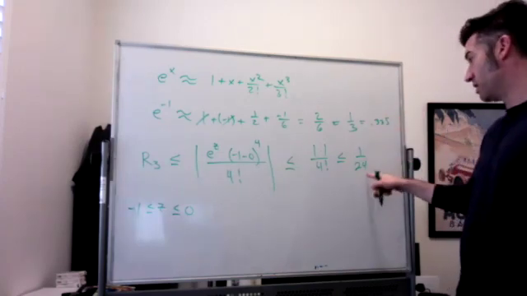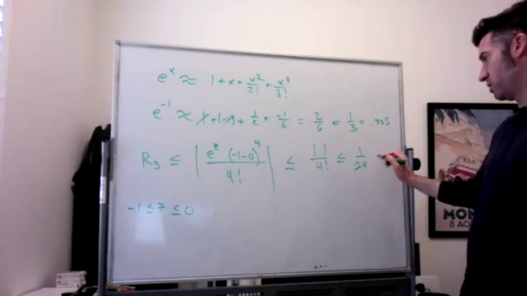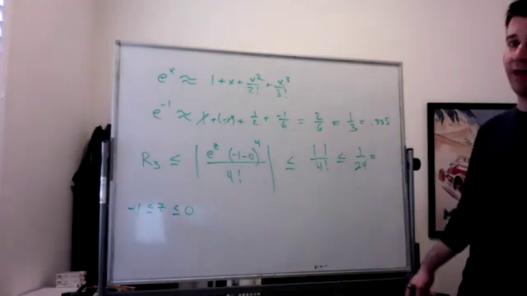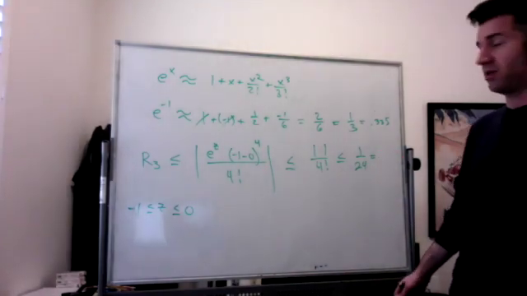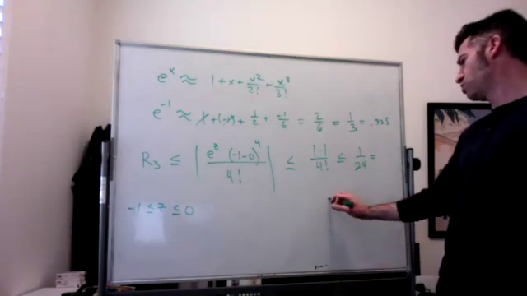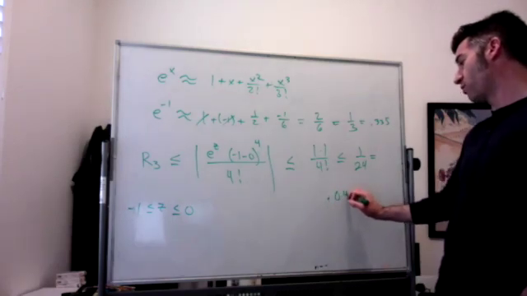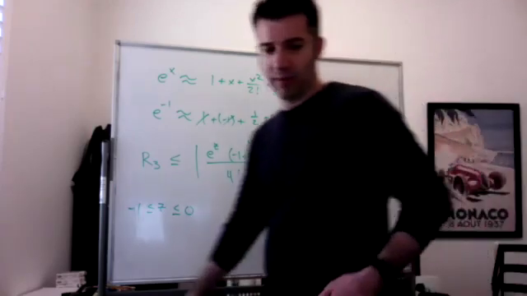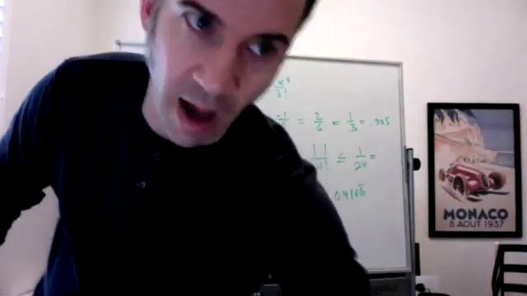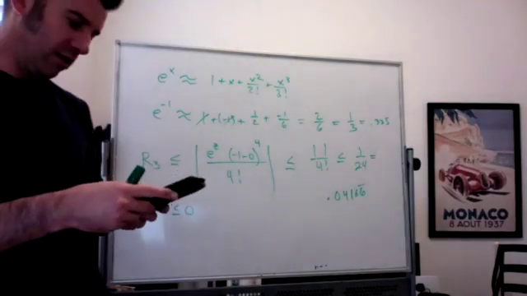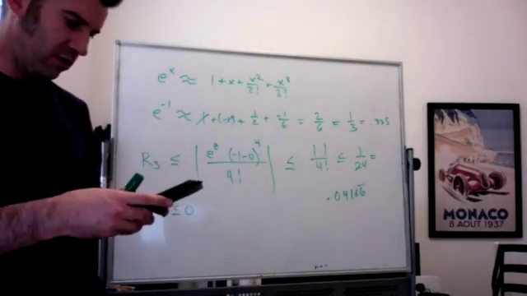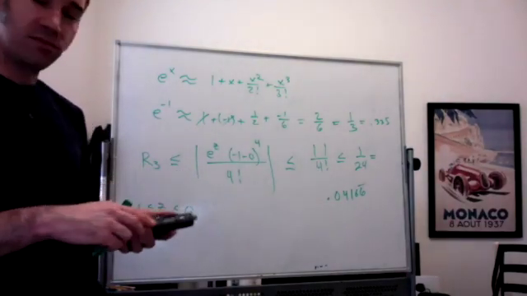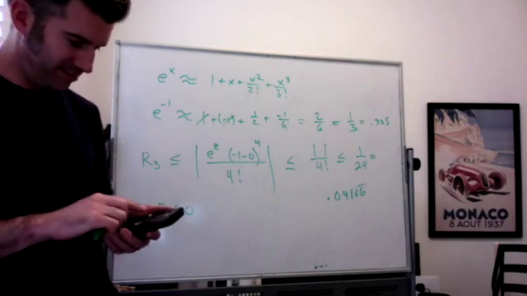And our error is less than or equal to 1/24, which, if you want a decimal approximation of that, is some number that I knew once upon a time. 0.0416, I believe. Now I'm going to have to check that because I can't not. Let's see, 1 divided by 24. Yeah. Good job, James. I got it right.